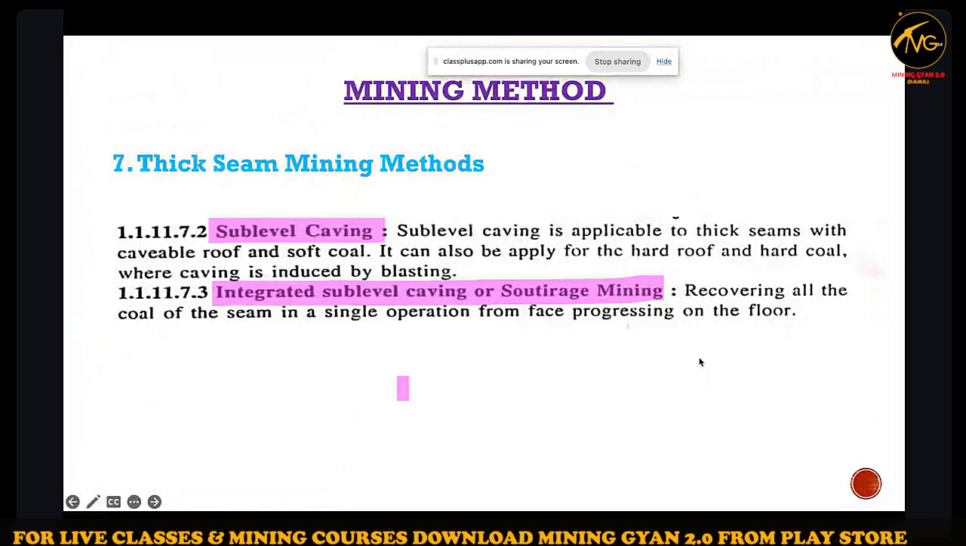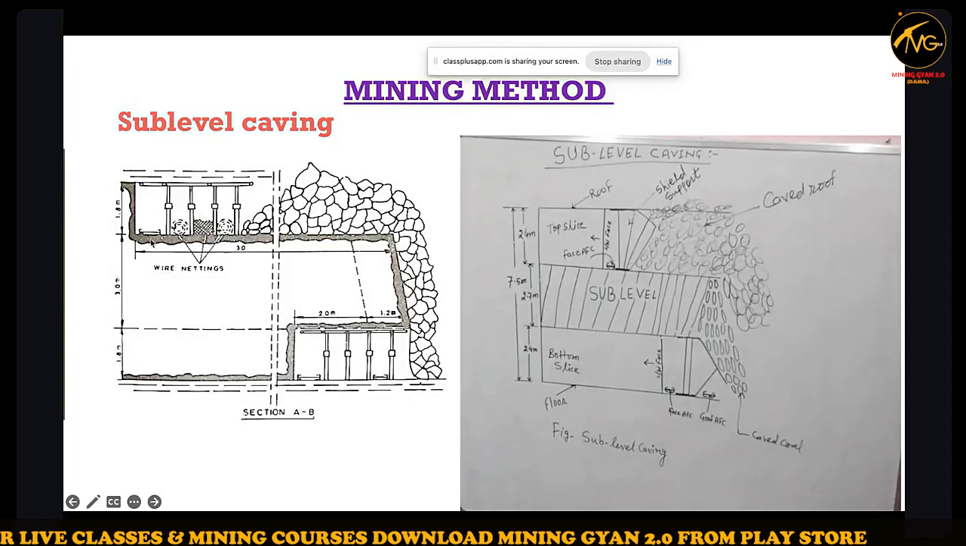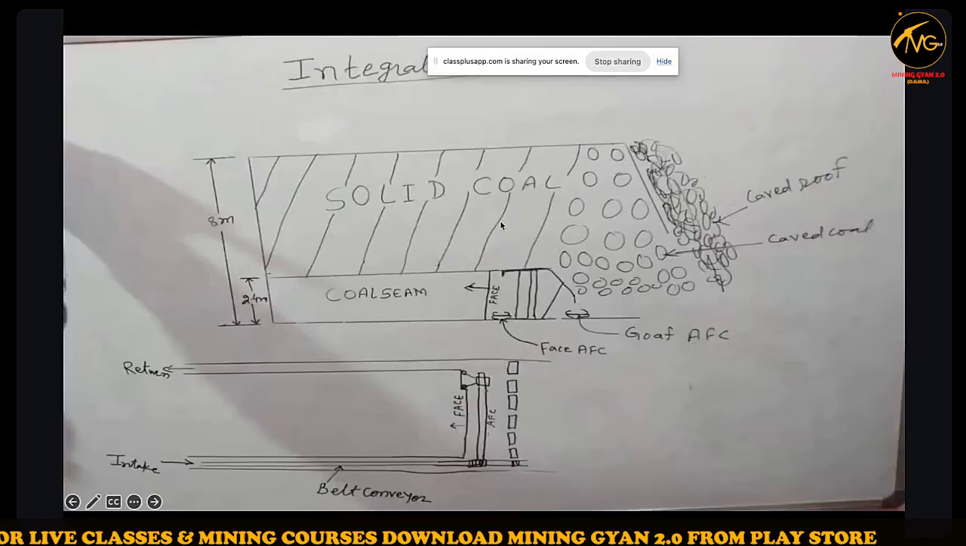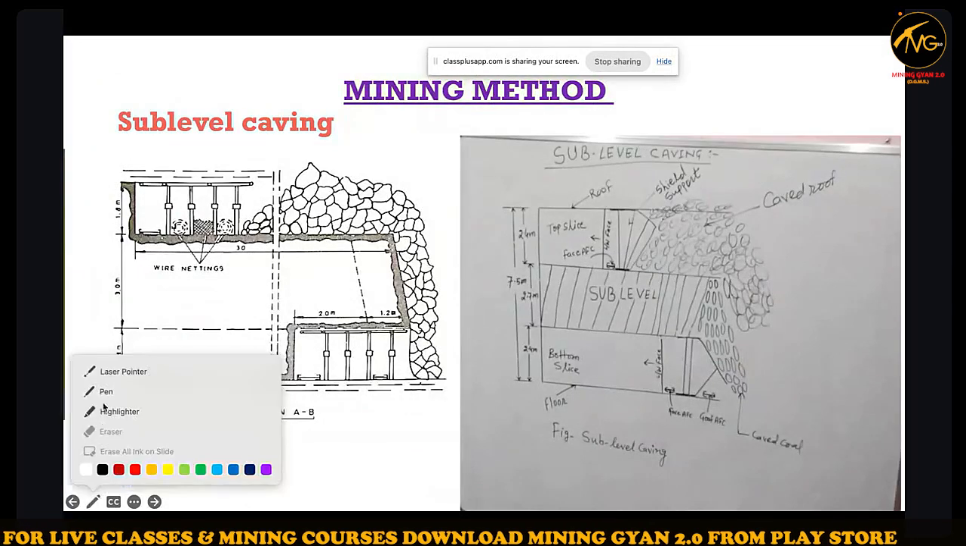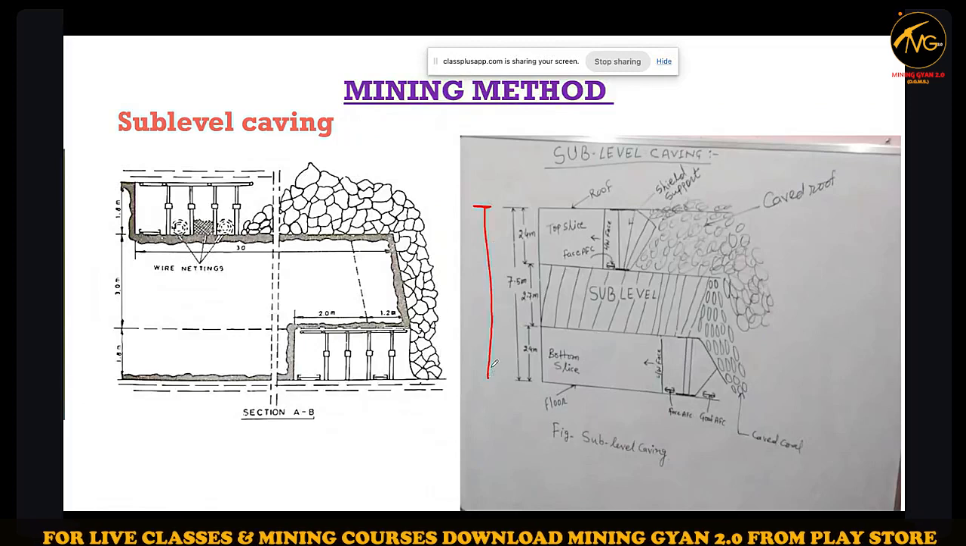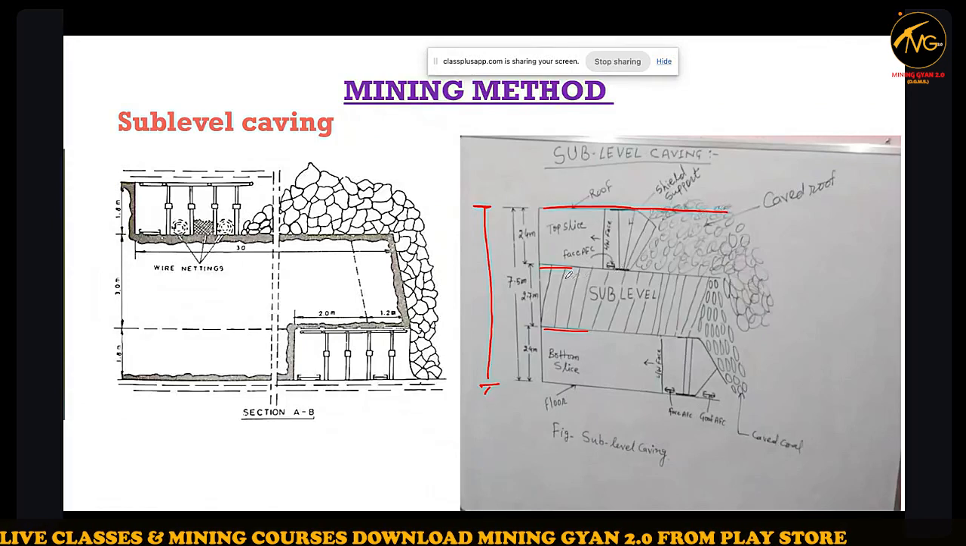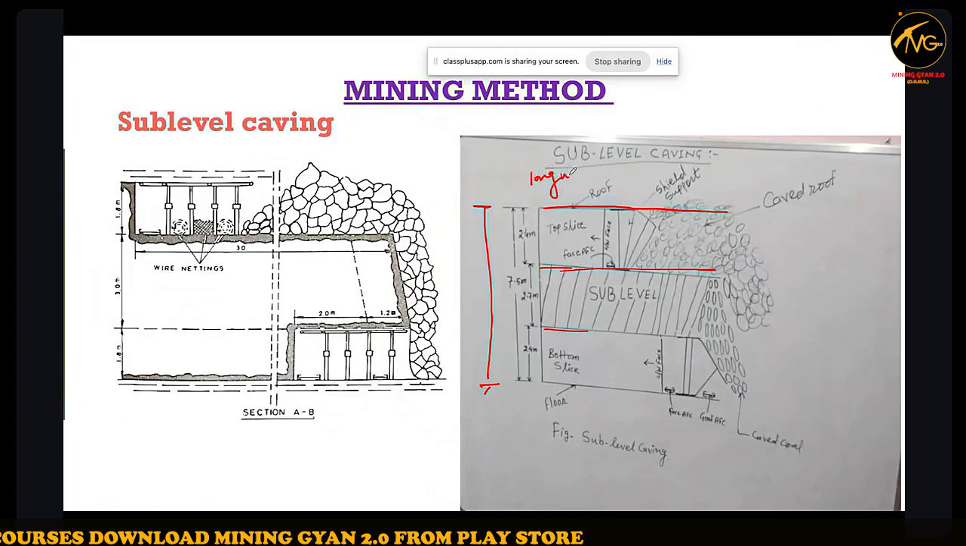Sub level caving, we are discussing. What happens in sub level caving is, suppose this is 8 meters. If the coal seam is 7.5 meters, we will divide it into slices. Okay. In this first slice, we use long wall retreating.